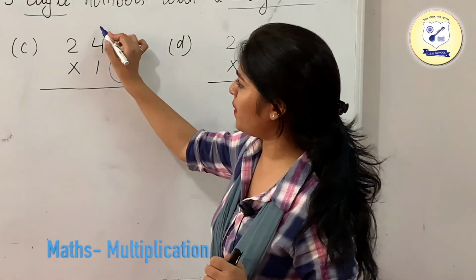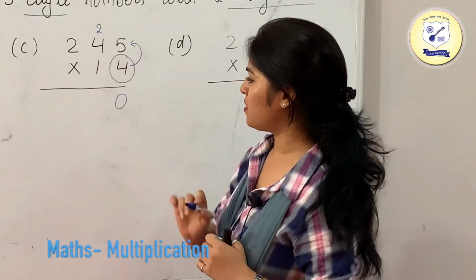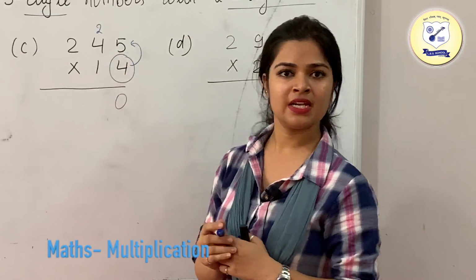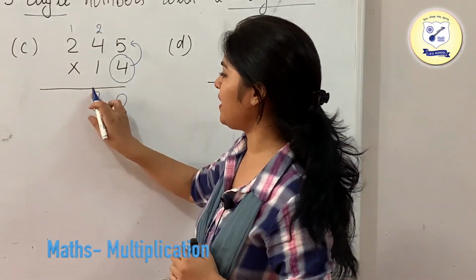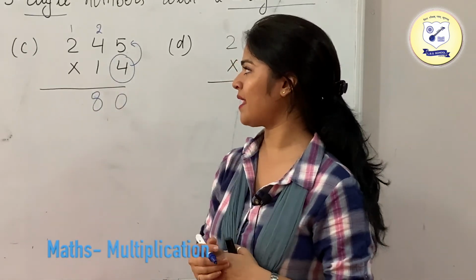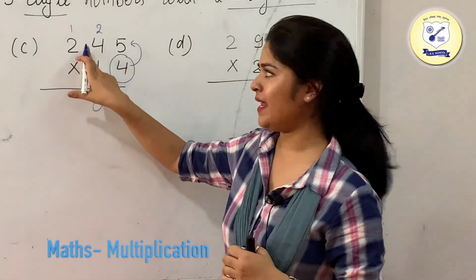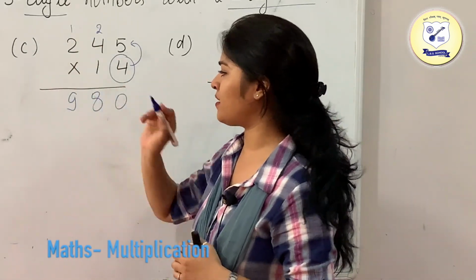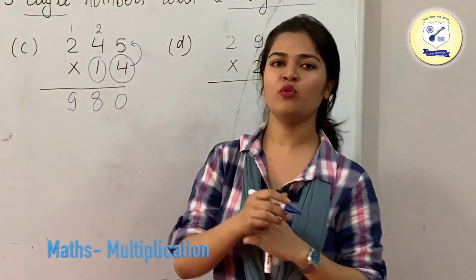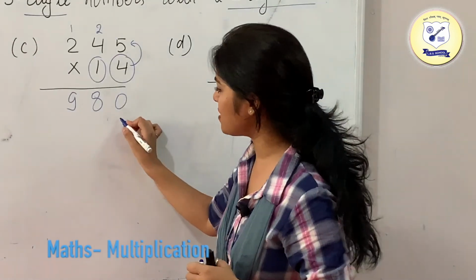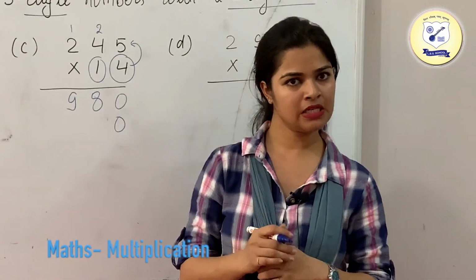5 4s are 20, just put 2 as your carry and write 0 here. 4 4s are 16, 16 plus 2 is going to be your 18. So write 8 in your answer and 1 as your carry. 4 2s are 8 and 8 plus 1 is going to be your 9. We are done with the first digit. So now when you are moving to the second digit, just put a 0 before starting the second step.